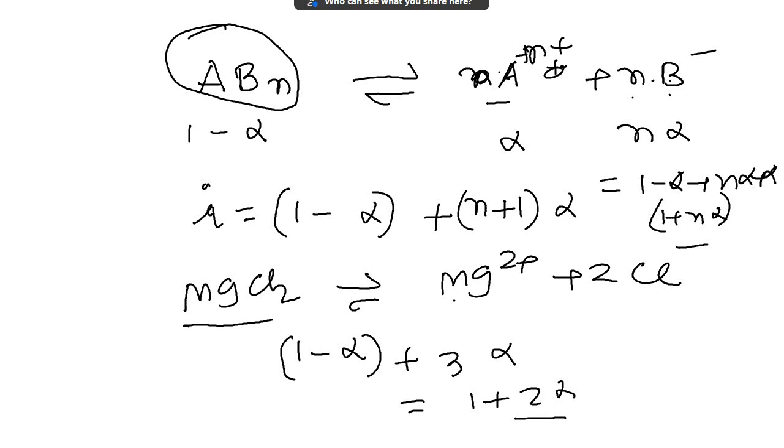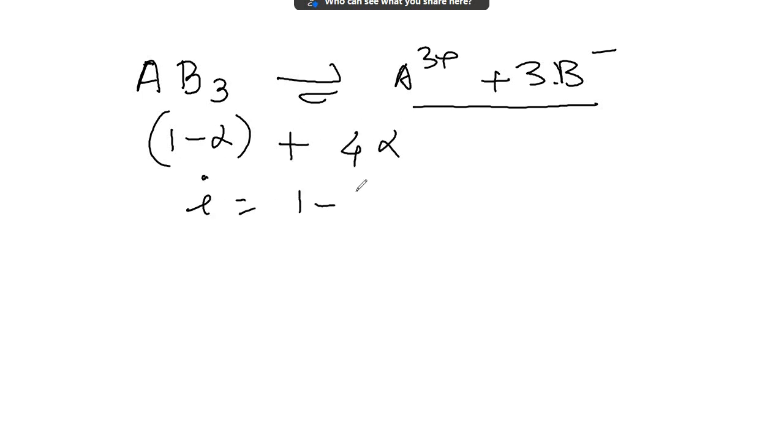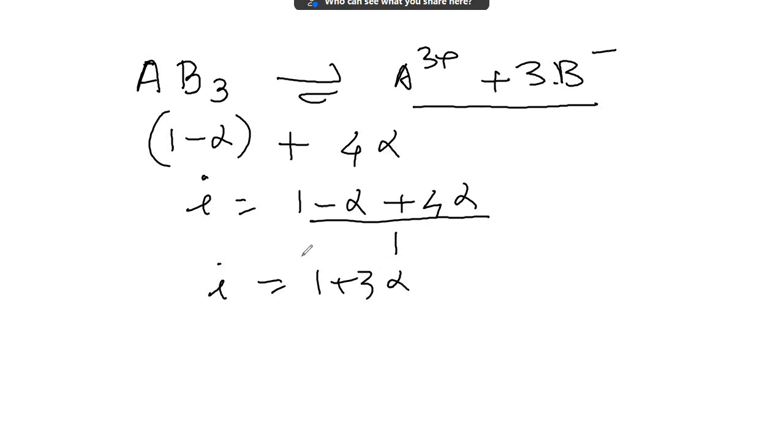Or generally, suppose a substance breaks up into n number of ions. Suppose it is AB3, it breaks up into A3+ and 3B−. So 1 minus alpha gives 1 plus 3, that is 4 mole ions, so 1 minus alpha plus 4 alpha. i will be 1 minus alpha plus 4 alpha by 1, the initial concentration. So i equals 1 plus 3 alpha, when it gives 4 mole ions. If it gives 5 mole ions, then for 4 mole ions the pattern continues.